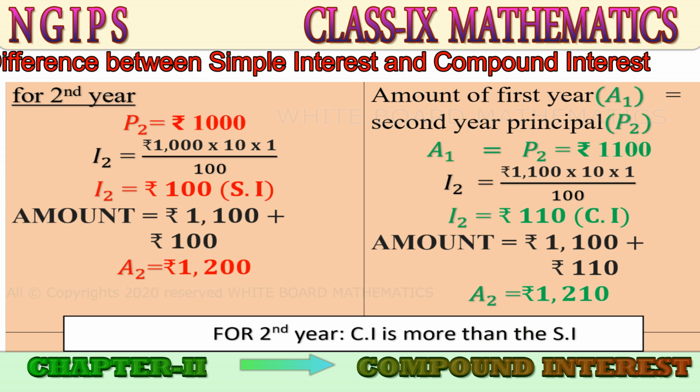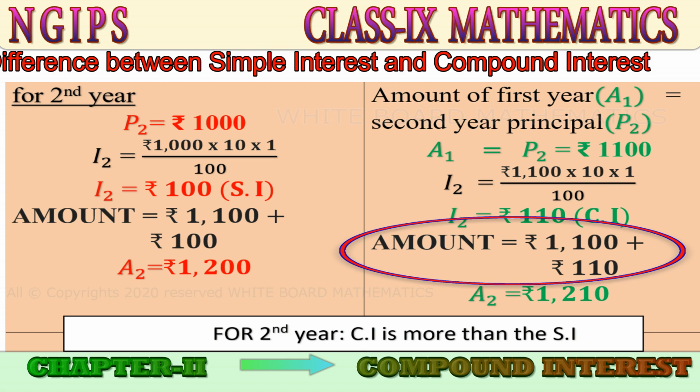Now if you compare that second year, simple interest principal it is 1000 rupees, but in the compound interest we need to take the principal as the previous year amount. So the previous first year amount it is 1100. So the first year amount it is going to be carried for the second year principal. So second year principal is equal to 1100. So interest formula is equal to P into R into T divided by 100. So we will substitute the values. 1100 into 10 into 1 divided by 100, the rupees it is 110.